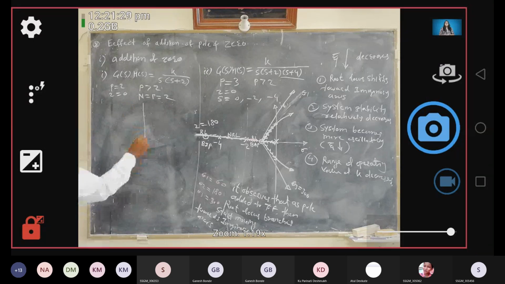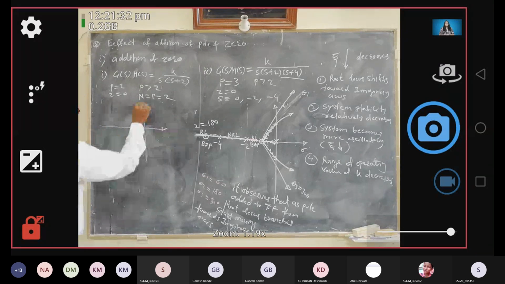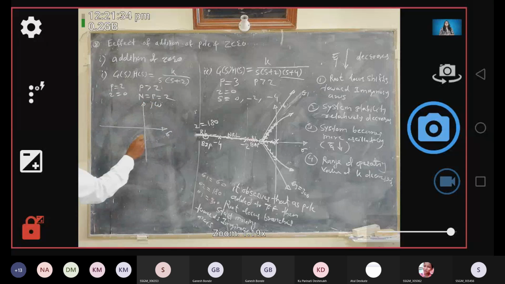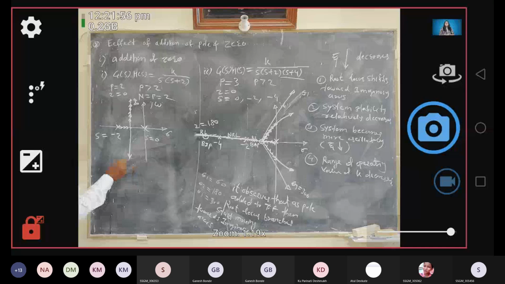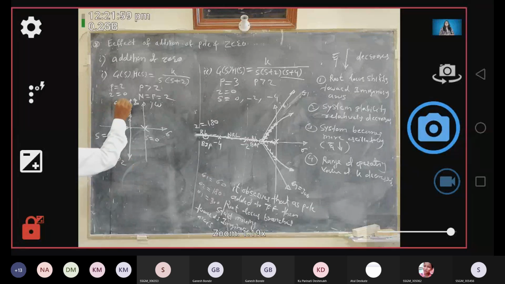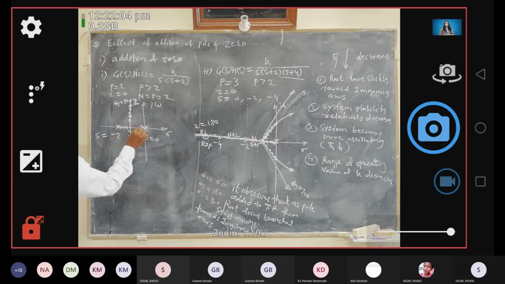Okay, so I will sketch the rough sketch. Sigma, j omega, first pole, second pole at minus 2, S is equal to 0, S is equal to minus 2. So one centroid like this. This is one root locus branch, terminating at infinity. This is 270, theta 2, theta 1, 90. This will be the second branch. So this is the root locus.